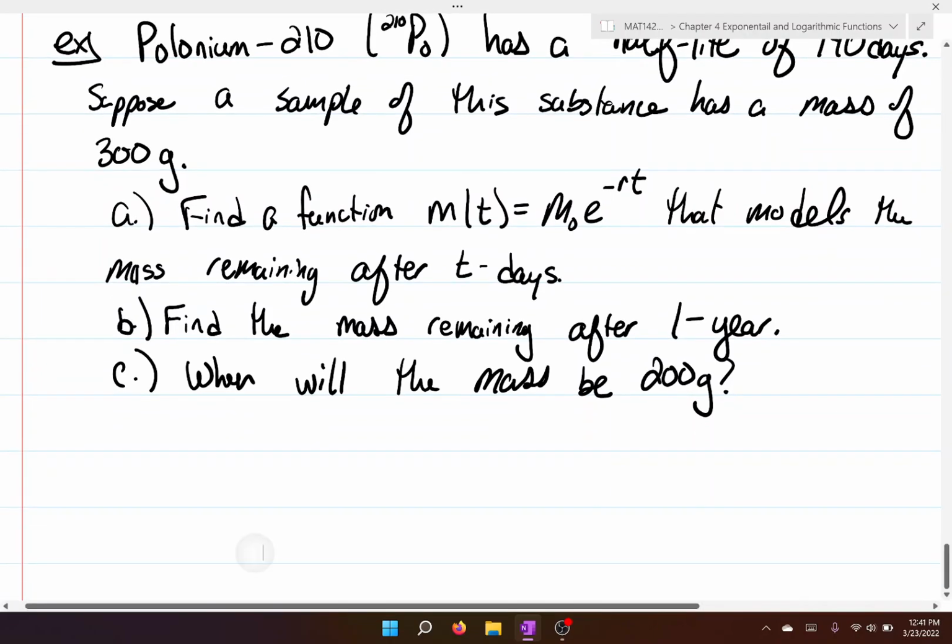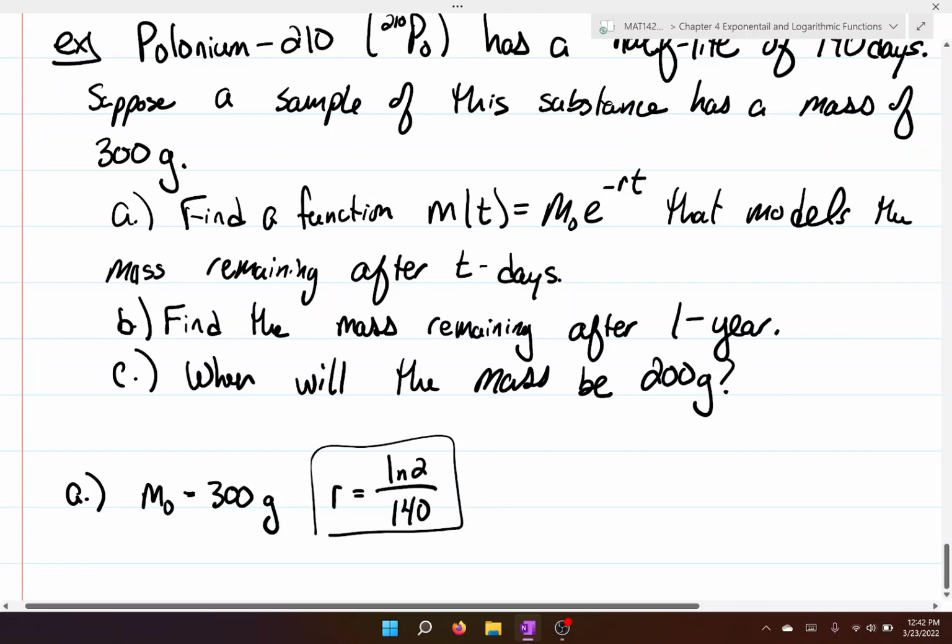Okay, so let's look at part A. Let's start off by writing what we know, because we want to find this function. So we know our initial mass is going to be 300 grams. We also know the rate at which this decays. So r is going to equal the natural log of 2 over 140. This is our half-life right here. We'll call it the half-life rate. I think that might be a good way to say it.